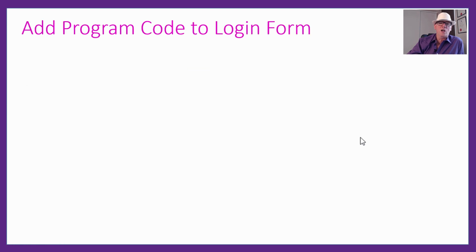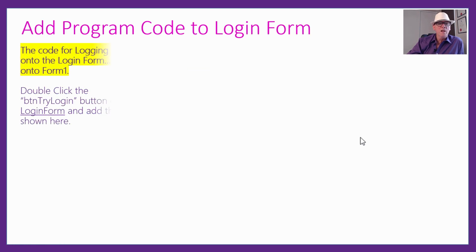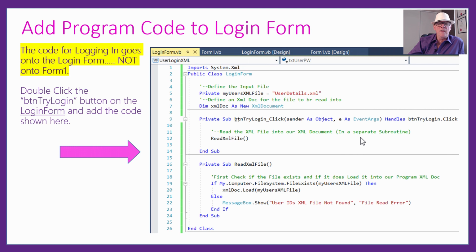So now we can go to code the login form. All right, so we're working in the login form now, not on Form 1. So be careful where you put this code. It needs to be on the login form. So on the login form, remember we had BTN try login, that button we put on the login form underneath the user ID and password. You need to double click on that, and then we add a whole lot of code in.